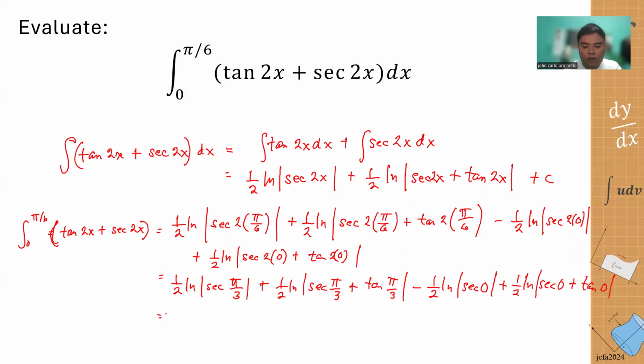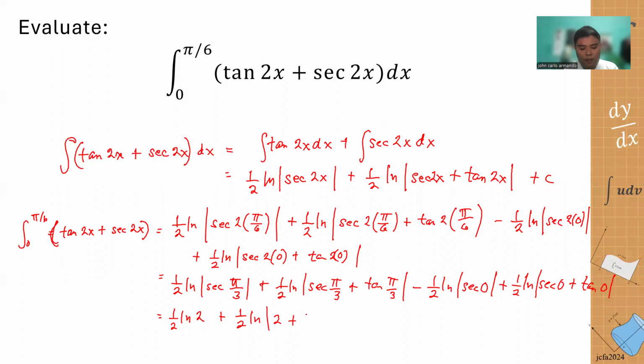Okay, we can just use our calculator to compute the value. So what is secant pi over 3? That is simply 1 over cosine of pi over 3, and the result is 2. So 1/2 ln of 2 plus, how about for tangent?